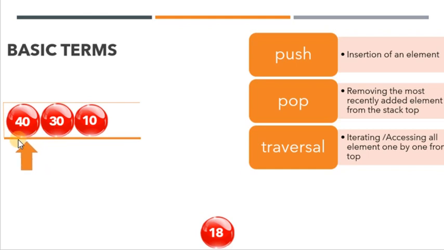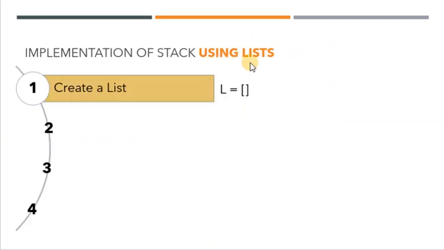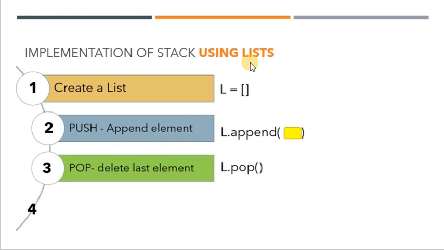Cool. So now since we are clear with the definitions and the terms, it's time to implement stack and program it into Python. Okay. So to implement stack, we will be using list. First, we'll be creating a list. For pushing or insertion, we'll be using the append method. For popping, we are going to pop the last element, and you can see without the index number, the pop is going to be used, which by default removes the last element.